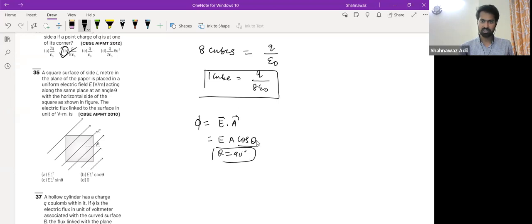So cos 90 would be 0, so phi would be 0. Is that clear, guys? Yes, sir. Okay. So what would be the answer? This one. So quickly note it down, but we have to just understand these questions. Then we'll do the other problem.